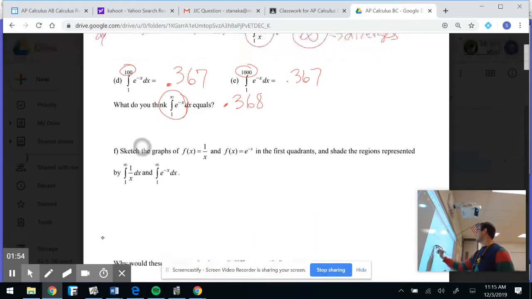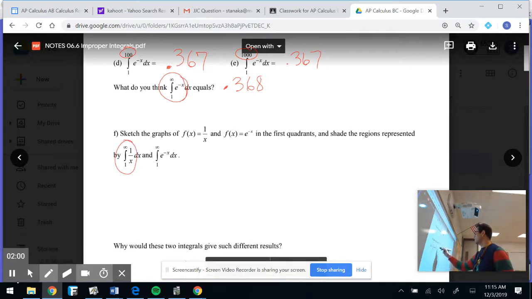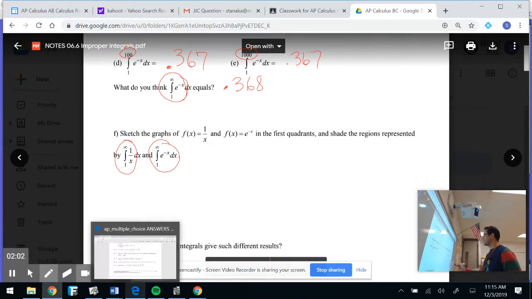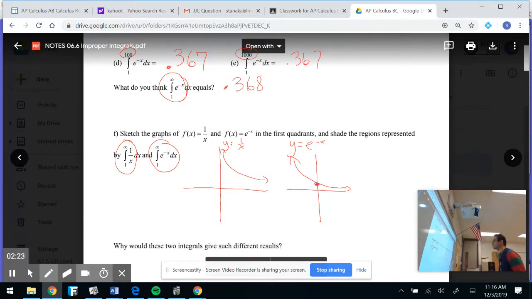That's pretty interesting because those two problems are very similar. However, there were different graphs that we were looking at. Let's sketch both of these graphs. If I graph y equals 1 over x, we have a vertical asymptote. It's going to look something like that. If I graph y equals e to the negative x, I have a y-intercept there, and my graph looks like that. There's definitely a difference between the two.